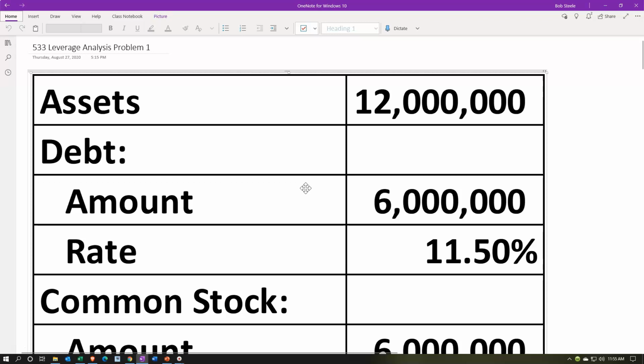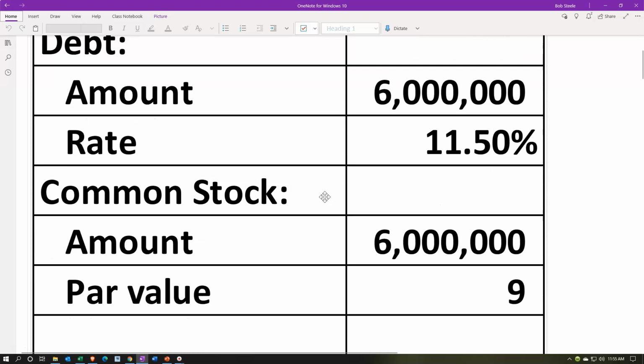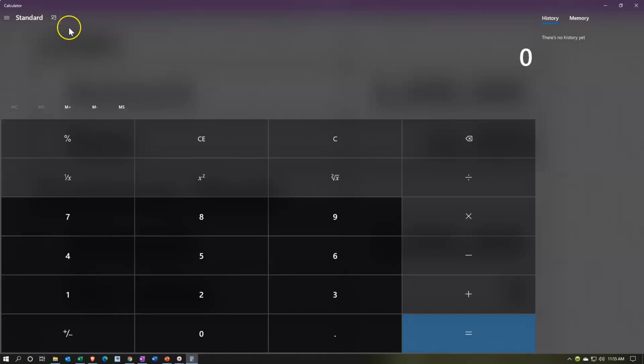We're going to be looking at two ways to think about our financing options, meaning the financing of the assets. One being more reliant on debt, having more leverage. The other being more reliant on equity. So we're going to say that the assets are going to be the 12 million. We've got the debt at the 6 million. The rate for that debt is 11.5, and then the common stock is at the 6 million here. So we got the even split.